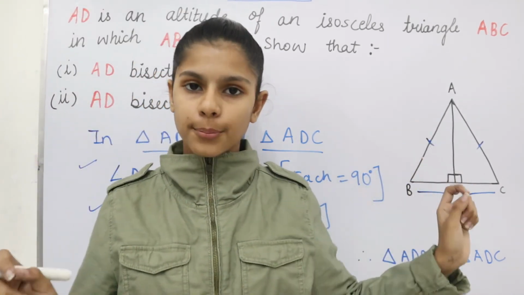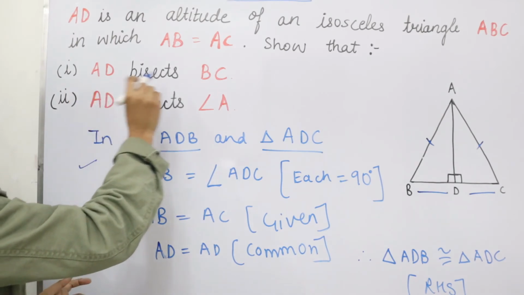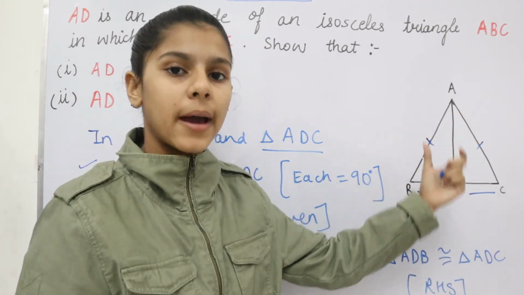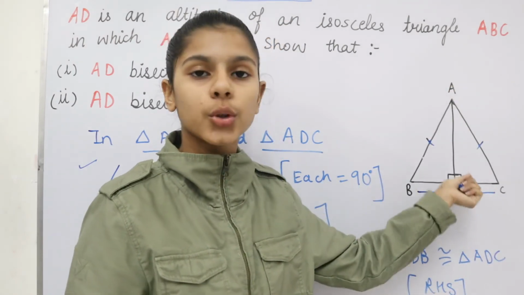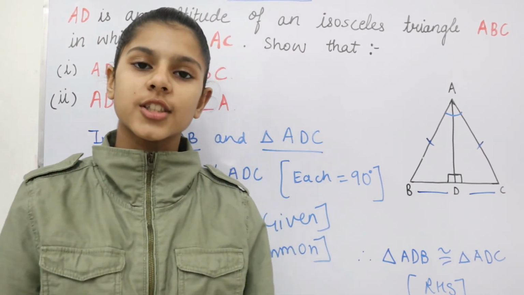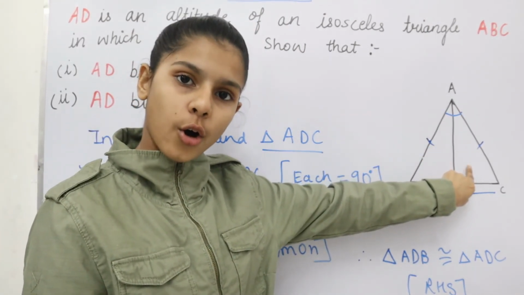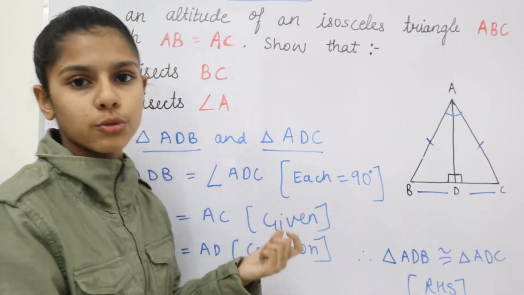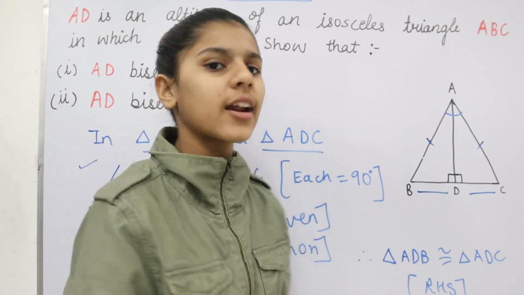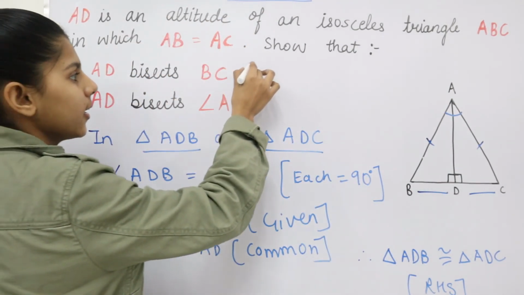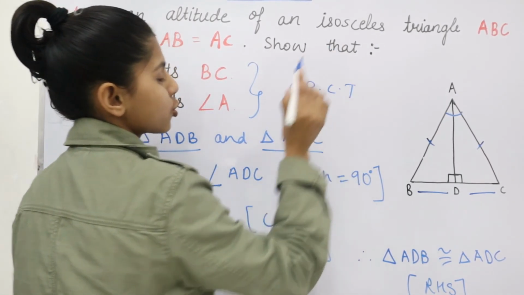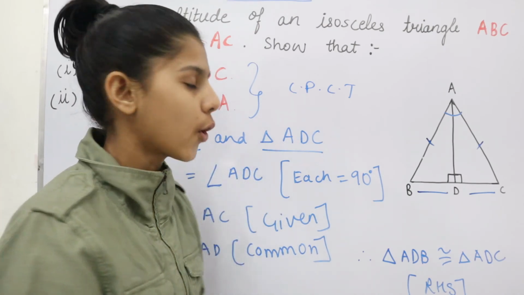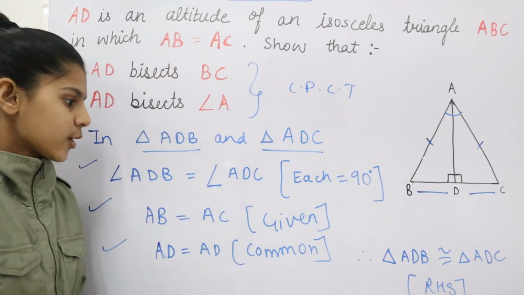Fine. Now we have proved these both triangles congruent. Now what we have to prove is that AD bisects BC and AD bisects angle A. So we have to prove that this altitude AD is bisecting the line segment BC and this angle A. Just now we have proved that these both triangles are congruent, and you can see that the halves of the line segment, DB and DC, are parts of the congruent triangles, and this angle as well. So AD bisects BC and AD bisects angle A by CPCT, corresponding parts of congruent triangles. So this was all about this question.